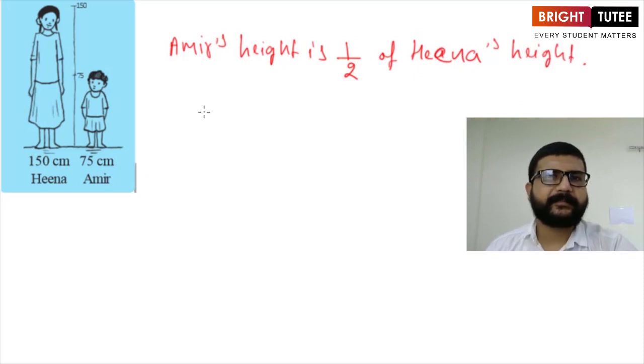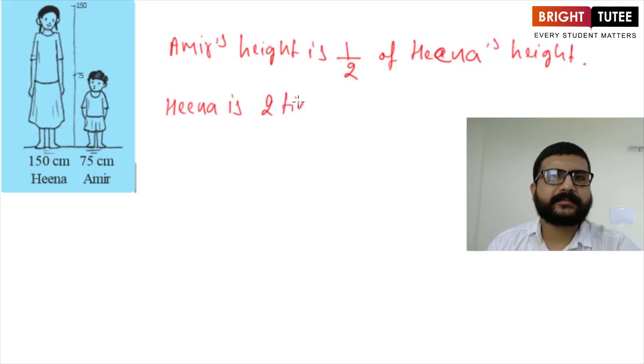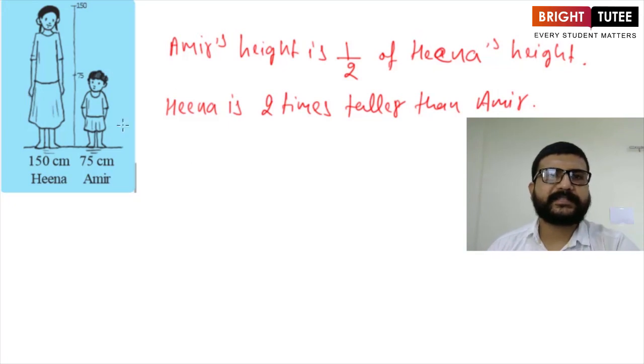What else can we say? We can say that Hina's height is 2 times Amir's height, or Hina is 2 times taller than Amir. We can write like this also: Hina is 2 times taller than Amir. So this is how we compared their heights.